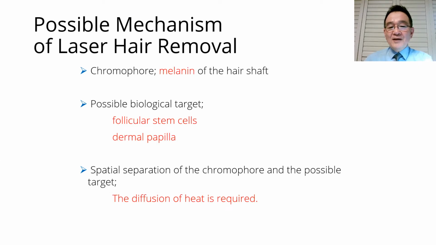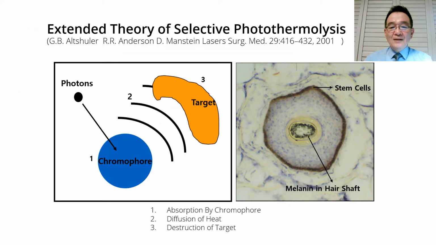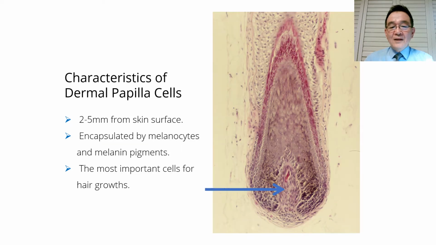The possible mechanism suggested is that the laser light is absorbed by melanin pigments in the hair shaft, and heat energy spreads from the hair shaft to the actual target, which are follicular stem cells and dermal papilla. After dying, the hair stem cells are separated from the hair shaft. To make the mechanism more understandable, Rox Anderson and Dieter Manstein's group suggested the extended theory of selective photothermolysis. Dermal papilla cells are essential for hair growth, but the mechanism to damage the papilla cells is not clear.